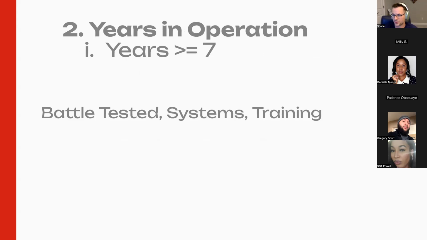The second one is the years in operation. This one's pretty straightforward, and it should be greater than or equal to 7 years. I know that some people say 5 years is enough, but to me, 7 years is really the sweet spot because you can prop something up for 5 years. I feel like, especially if the owner is really working 60, 70 hours a week and just killing themselves to try to get the business off the ground. And some people will work 5 years at a business just to sell it.